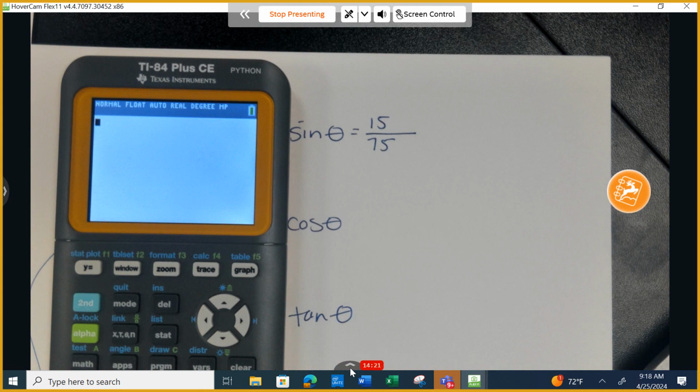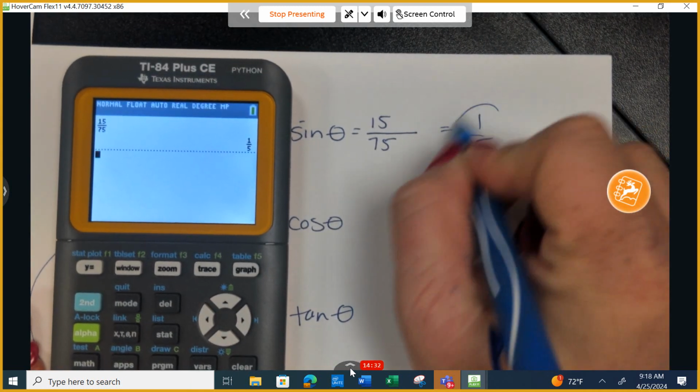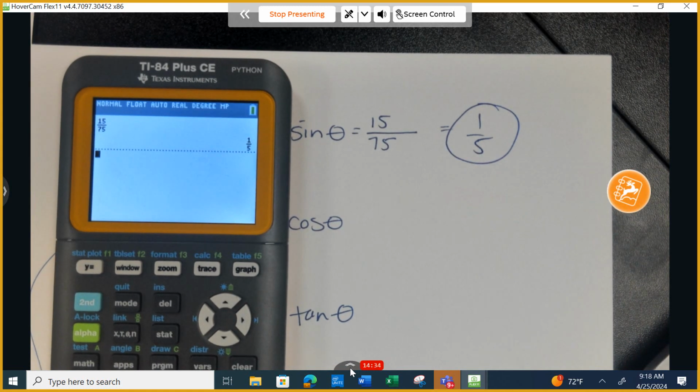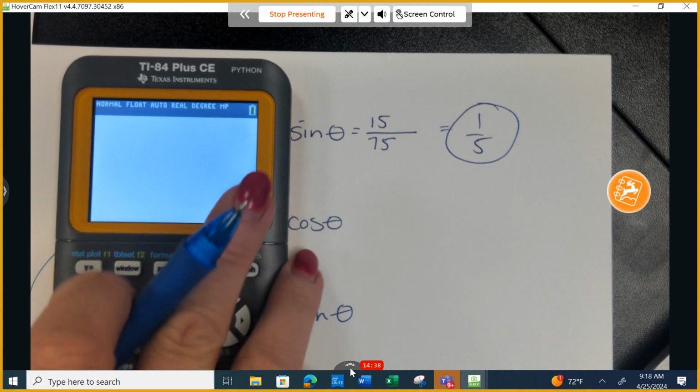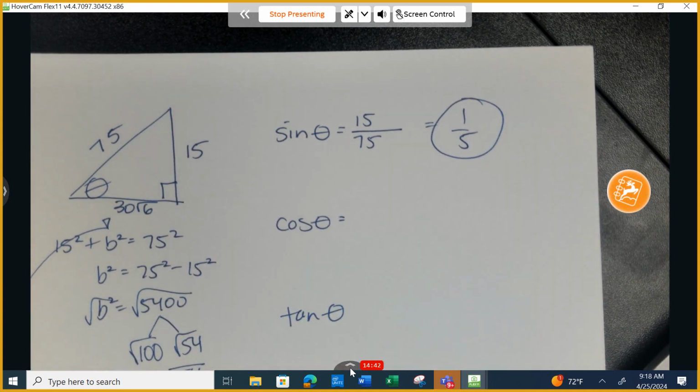Now grab your calculator, please. We want to put this in simplified form. We can hit the green button directly to the right of it. I'm going to go 15 over 75. Beautiful. Oh, it reduces to 1/5. 1 over 5. That is my reduced answer for the sine of theta. Okay. Help me out, Joseph. What is the cosine? What is the ratio?